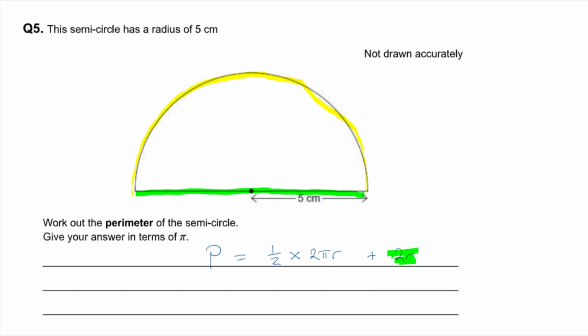So the green bit is 2r, radius and radius, and the yellow bit is half of 2 pi r, the circumference of the circle. Let's just tidy that up a little bit. Half times 2, well, they just cancel each other out. But we know r is 5, so that's going to be 5 pi from the first part, plus 2r. Well, 2 lots of 5, that's 10. So 5 pi plus 10, that's my final answer.